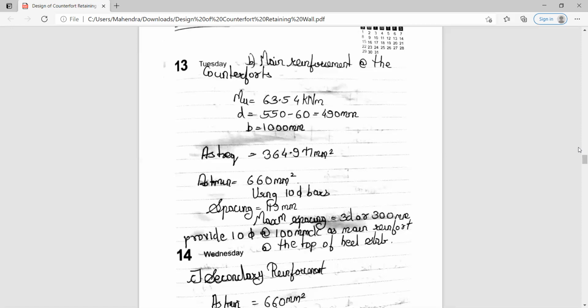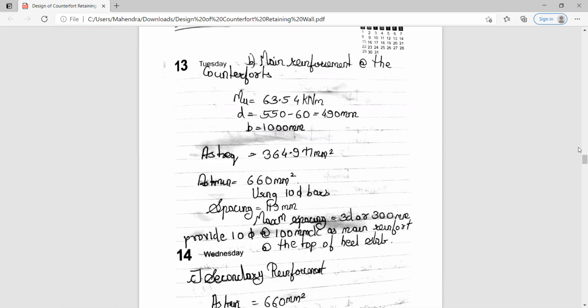So by using 10 mm diameter bar, spacing will be again the same. So here also you have to provide the maximum spacing of 3D or 300 mm, and you can provide 10 millimeter diameter at the rate of 100 mm center to center as the main reinforcement at the top of the heel slab. So at the bottom of the heel slab also you have provided the 10 mm at the rate of 100 mm center to center, and here also at the top you have to provide the same reinforcement, that is of the 10 mm diameter at the rate of 100 mm center to center.